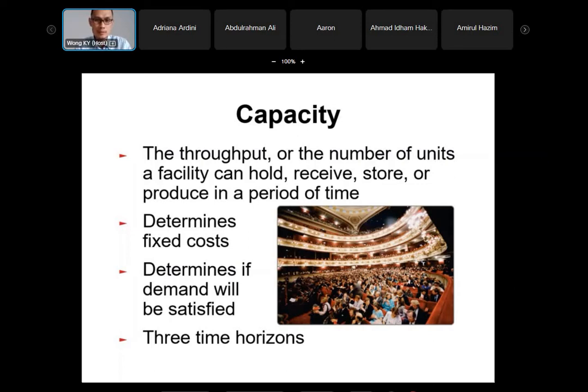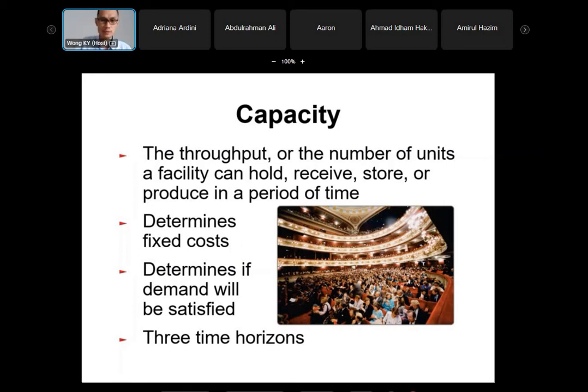Capacity is important because it will determine the fixed cost of a factory. Examples of fixed cost are the cost of setting up the factory, the cost of building a factory, the cost of setting up the facility in the factory. Those are fixed costs of a factory. So if the factory requires a larger capacity, then you will have to set up a larger factory. And if you need a larger factory, then the fixed cost will increase. So capacity basically affects the fixed cost.